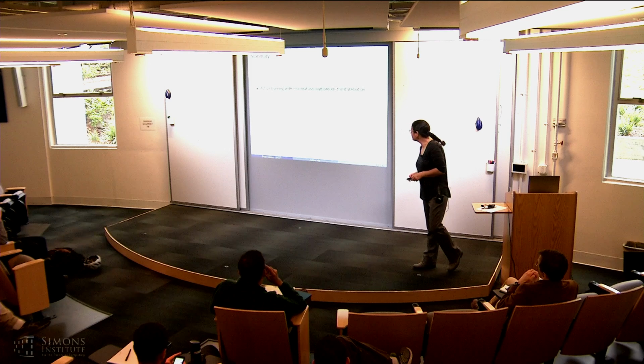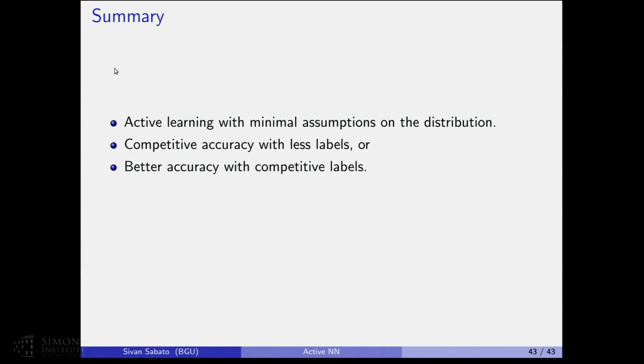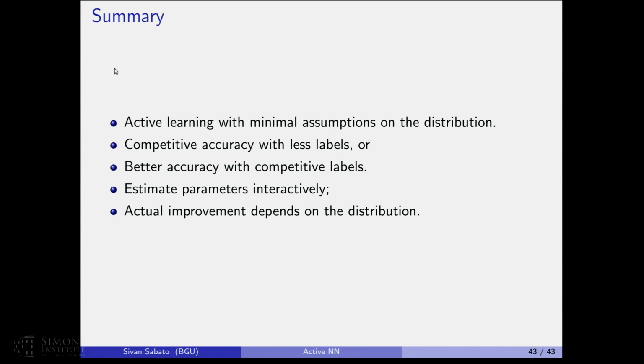Okay, so I'll just summarize. In both of these approaches, what we're showing is we do active learning, we don't have any assumptions on the distribution, we just try to run an algorithm and hope for the best, in the sense that whatever it can get, it will get. And if not, we still get about the same accuracy as the passive learner. So that's the general idea. We either get competitive accuracy with fewer labels, or we get better accuracy with a competitive number of labels. We need to estimate the parameters of the problem interactively, which is what we do. And as I said before, this is a luckiness sort of result, so the actual improvement will depend on the final distribution that we get.